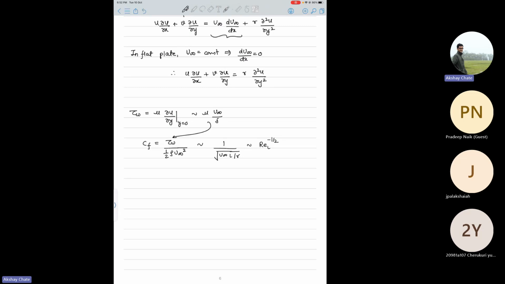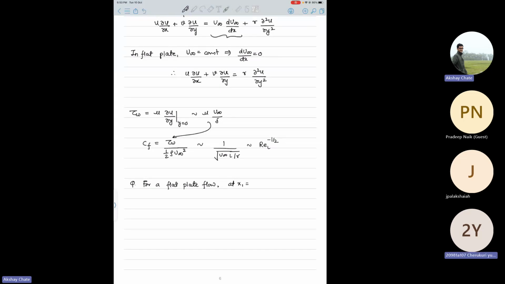Yeah, so this is a previous year GATE question. The question is, it is a flat plate flow, for a flat plate flow at x equal to, let's say, x.